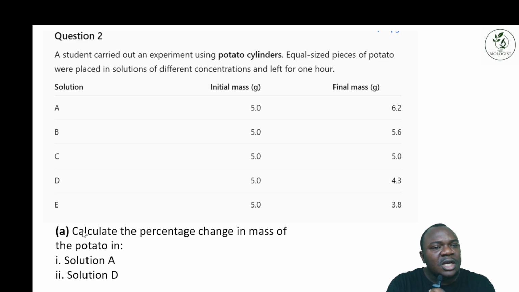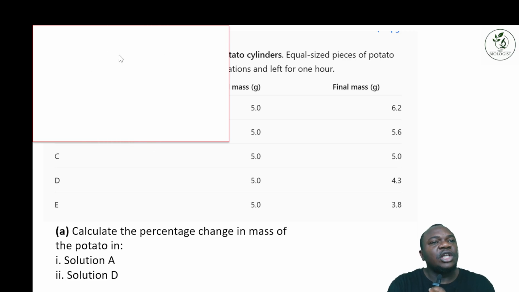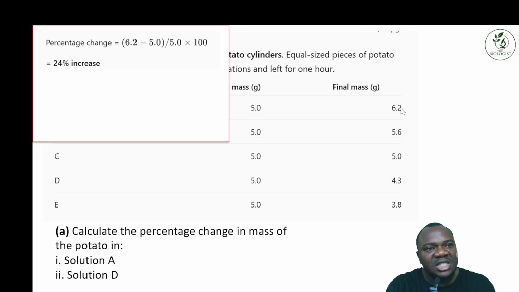So the question is, calculate the percentage change in mass of potato in solutions A and B. Solution A: 6.2, which is the final mass, minus the initial mass, so 6.2 minus 5.0, divided by the initial mass, which is 5.0, times 100. It gives you a 24% increase. So it has actually increased in size.